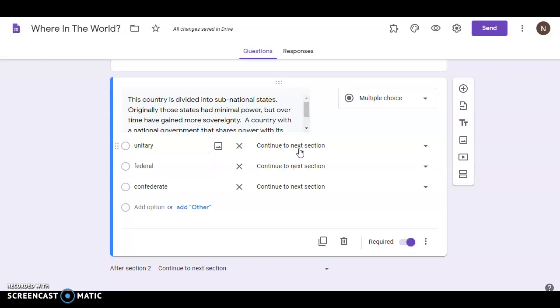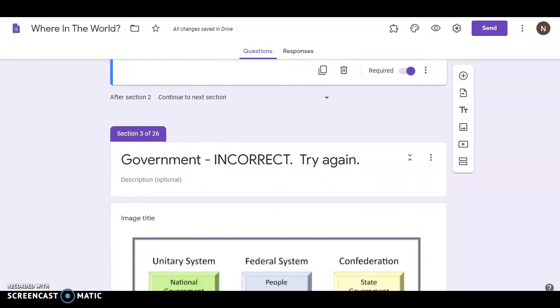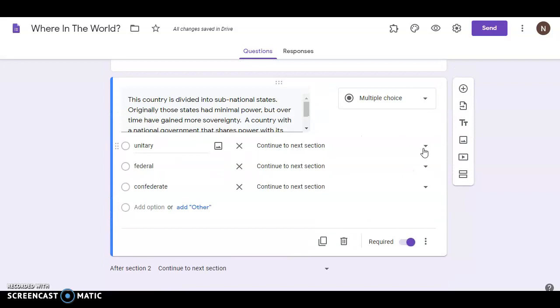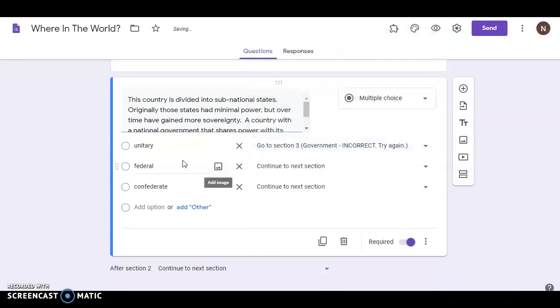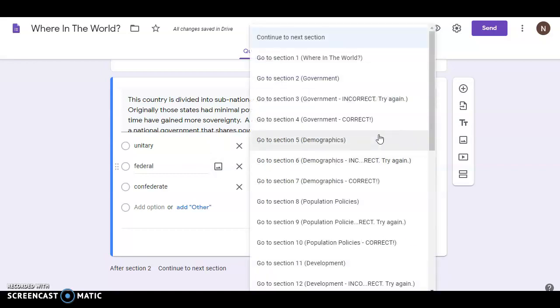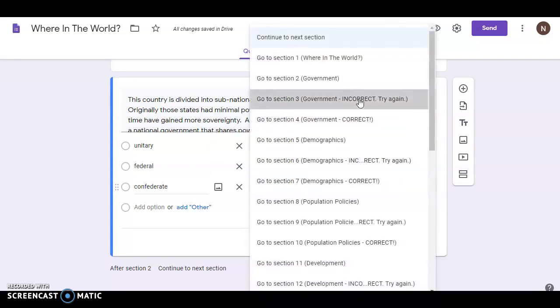So it would tell it where to go for the correct answer or the wrong answer. So if it was unitary or Confederate, those were the wrong answers, and so it would go to section 3. All right, so continue to the next section. No, I want it to go to section 3, which I had labeled government incorrect, try again. So we're going to pretend like I did that on purpose. Federal was the correct answer, so I had conveniently, for my sanity, created all the sections, labeled all of them, and then went back and did all the connecting. So this one is the correct answer. Confederate is the government incorrect answer.